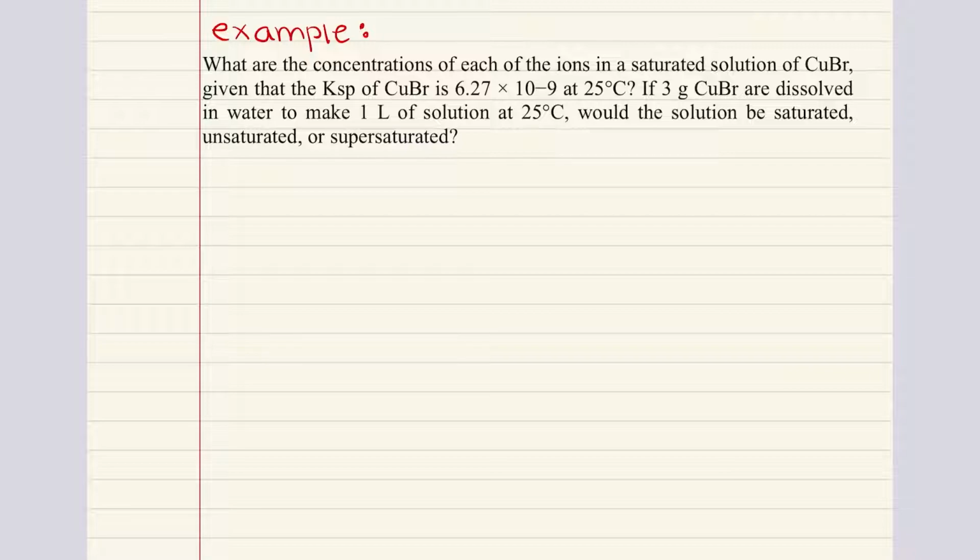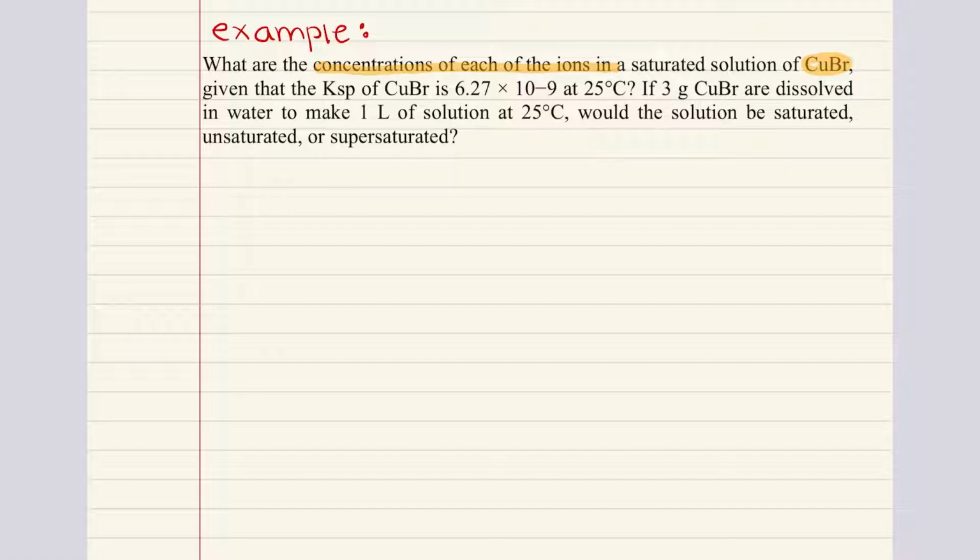This example asks, what are the concentrations of each of the ions in a saturated solution of copper 1 bromide, given that the KSP is 6.27 times 10 to the minus 9 at 25 degrees Celsius. If 3 grams of copper 1 bromide are dissolved in water to make 1 liter of solution at 25 degrees Celsius, would the solution be saturated, unsaturated, or supersaturated. So we're asked two questions here. Let's focus on that first one where we want to figure out the concentrations of each of the ions in our copper 1 bromide solution.